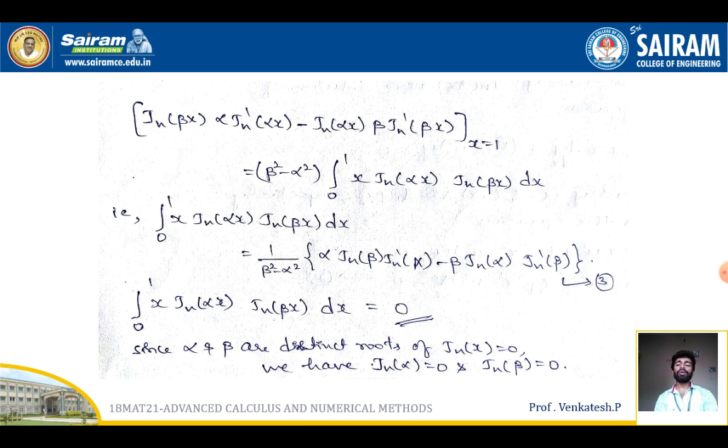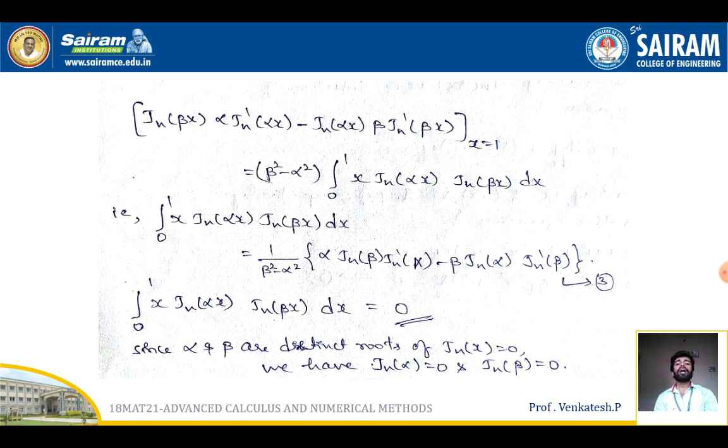So it will be equal to integration 0 to 1 x into jn alpha of x jn beta of x dx is equal to 1 by beta square minus alpha square into alpha into jn beta of x jn dash of alpha minus beta into jn alpha jn dash of beta. Call it as equation number 3.